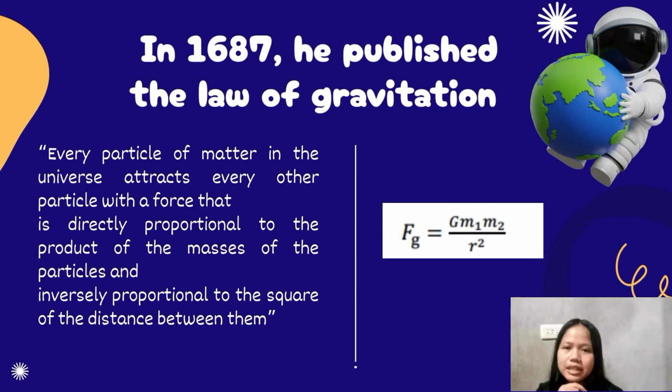It was in the year 1687 when Isaac Newton published his universal law of gravitation, which in a word states that every particle of matter in the universe attracts every other particle with a force that is directly proportional to the product of the masses of the particles and inversely proportional to the square of the distance between them. Or in symbol, we have F sub G is equal to G times m sub 1 times m sub 2 all over r squared, which the G here, or the gravitational constant, serves as a placeholder. So wala pa siya exact value during the time nga na-establish ang law of gravitation.